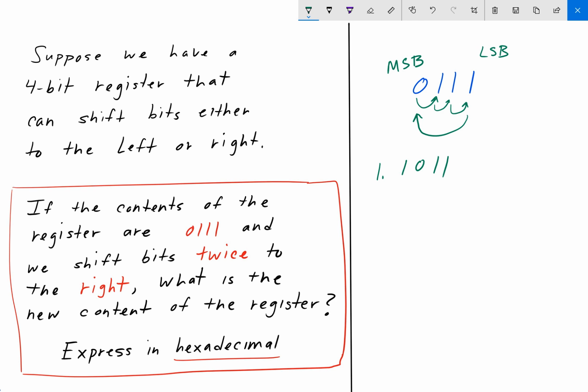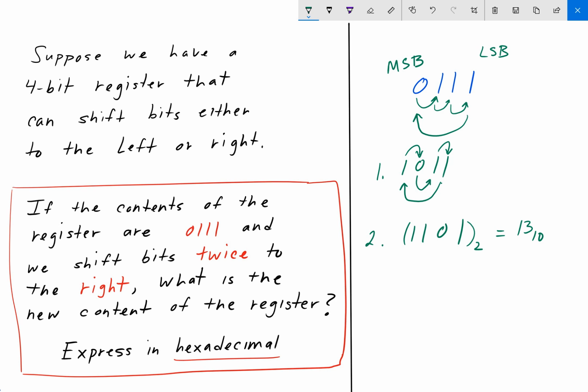And then we do it again. We take the first one, move it over. The 0 moves over to the right. The 1 moves over to the right. And the last bit, the least significant bit, gets moved all the way to the beginning. Once you move it twice, you get 1101. This is binary, base 2, and it turns out to be 13 decimal.